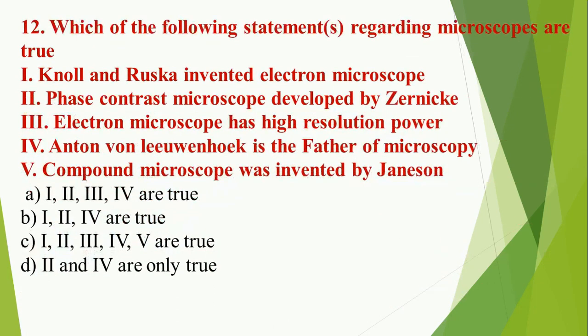Question number 12. I just told you a few minutes before, you have to understand all the microscopes and their discoverers and a little principle. So this MCQ would definitely help you to understand the types of microscopes and the scientists involved. Which of the following statements regarding microscopes are true? Statement 1. Knoll and Ruska invented the electron microscope. Statement 2. Phase contrast microscope was developed by Zernike. Statement 3. Electron microscope has high resolution power. Statement 4. Anton van Leeuwenhoek is the father of microscopy. Statement 5. Compound microscope was invented by Janssen.